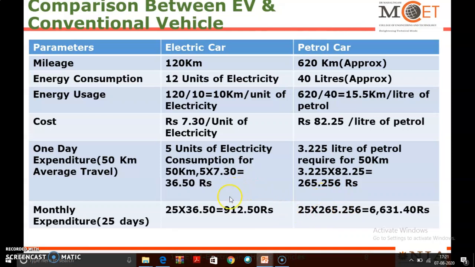Which means that cost wise the electric car is more economical as compared to the petrol car. That means the electric car is 5 to 6 times more economical as compared to the petrol car as far as the cost parameter is concerned. So this is the idea you must know about the electric car and the conventional car, or the electric vehicle and the conventional vehicle. Thank you.